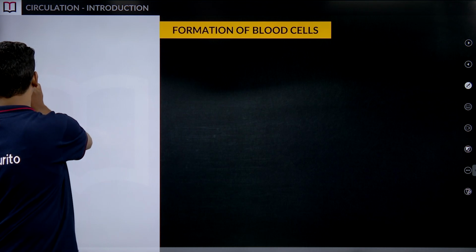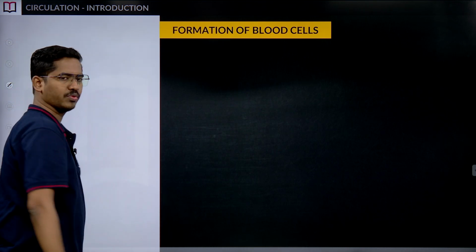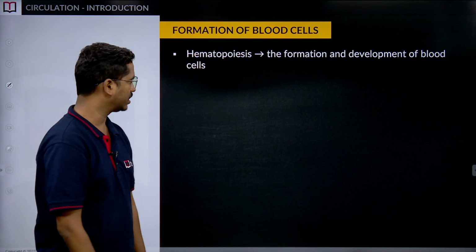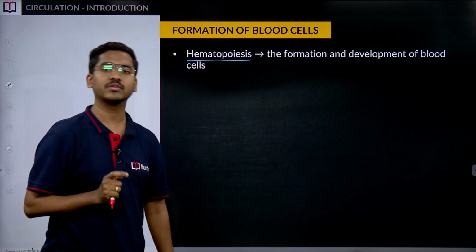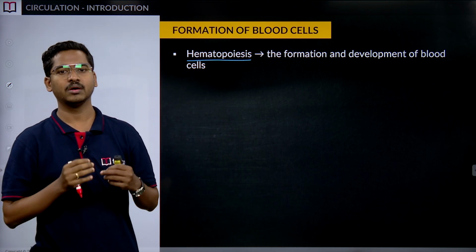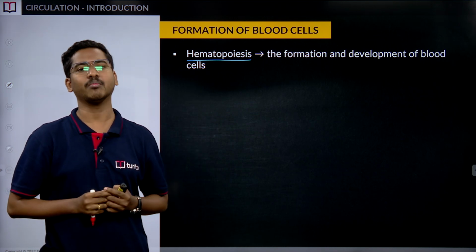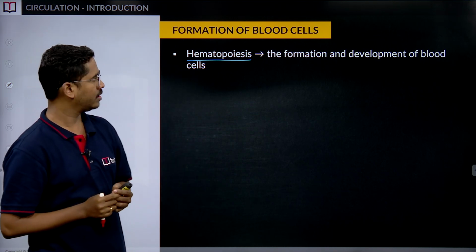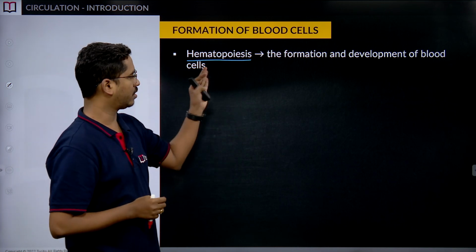So, there are different processes we follow. Okay. One such important process which is involved in blood cell formation is hematopoiesis. This is the process which mainly helps in formation and maturing of the blood cells. Okay. So, formation and development of the blood cells. Okay. So, this is a process, fine.